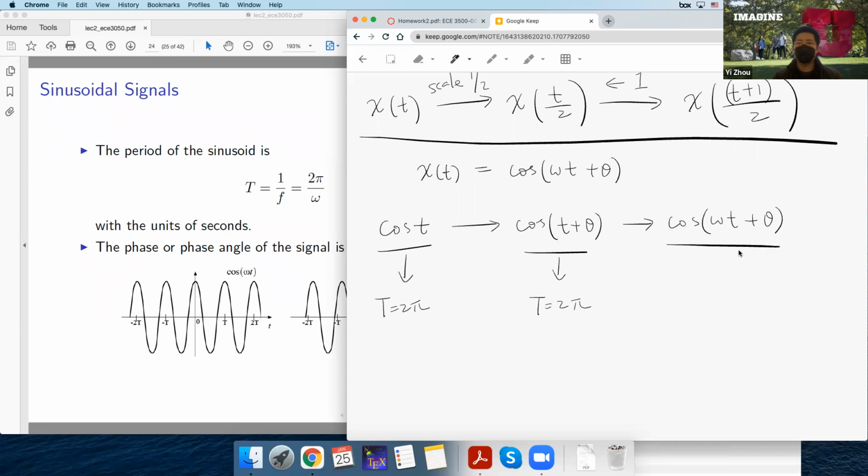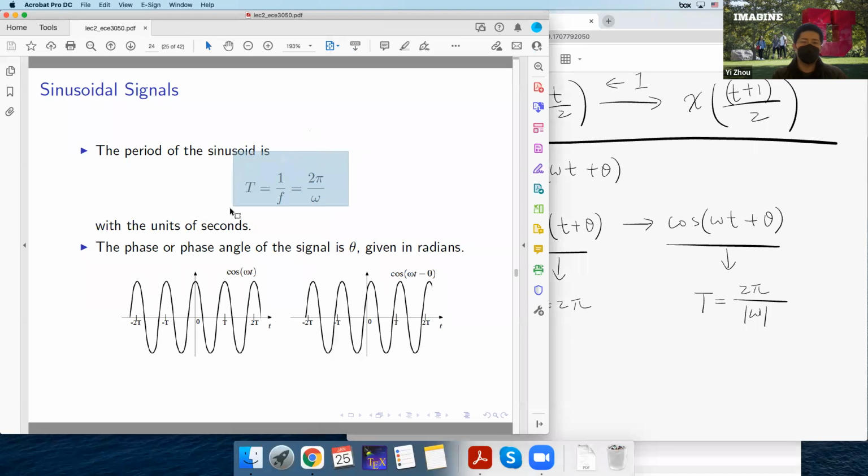And then after time scaling, the period will become different. So we know that the scaling factor is 1 over omega. So this is 2 pi. Now the period 2 pi will be scaled by the scaling factor 1 over omega. So it's 2 pi divided by the absolute value of omega. I add an absolute value in case it is negative. So this is how you calculate the period of this signal.